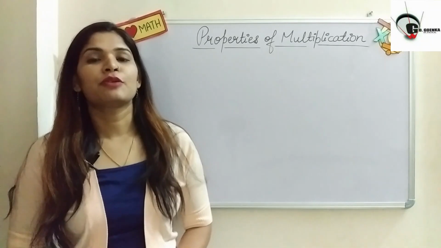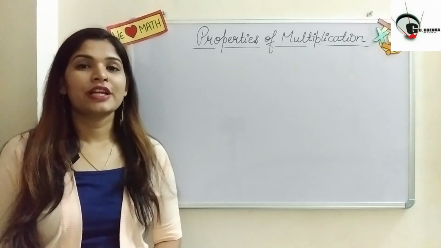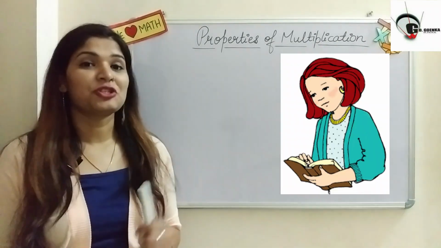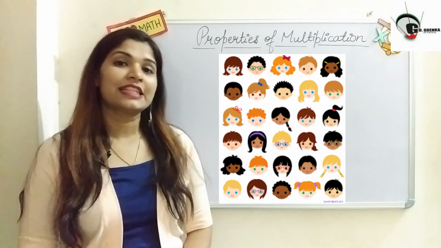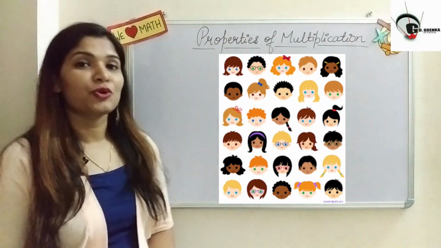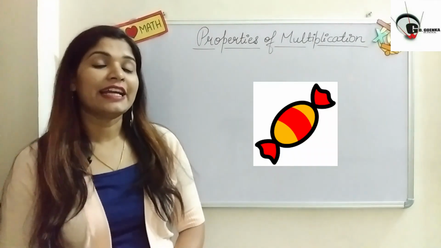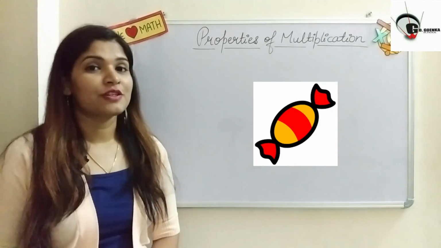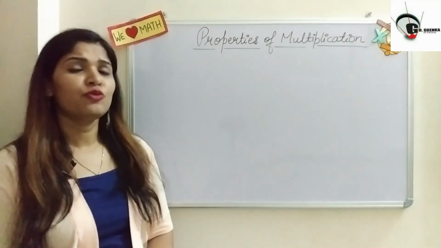So before starting today's topic, let me tell you a short story again. Today's story is about Mrs. Sharma, and she is a teacher. She has 30 students in her class. Whenever she went to school, she used to give one candy to each of her students in her class. And children, can you find out?